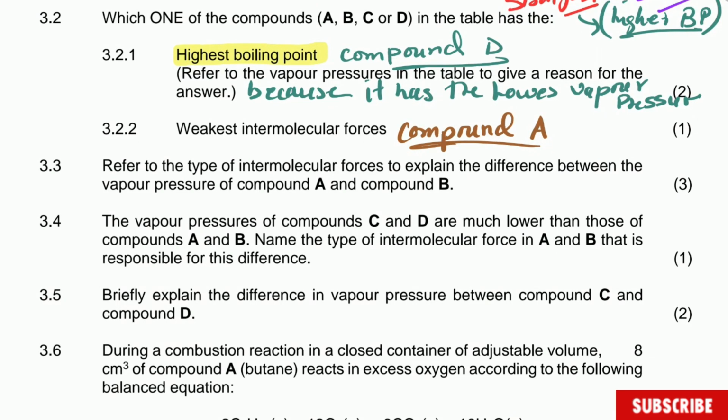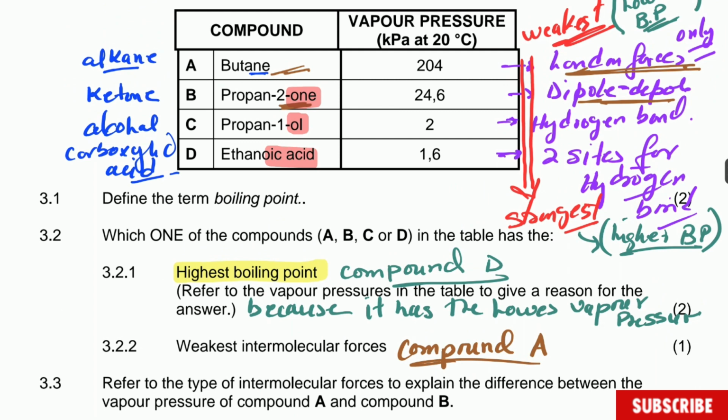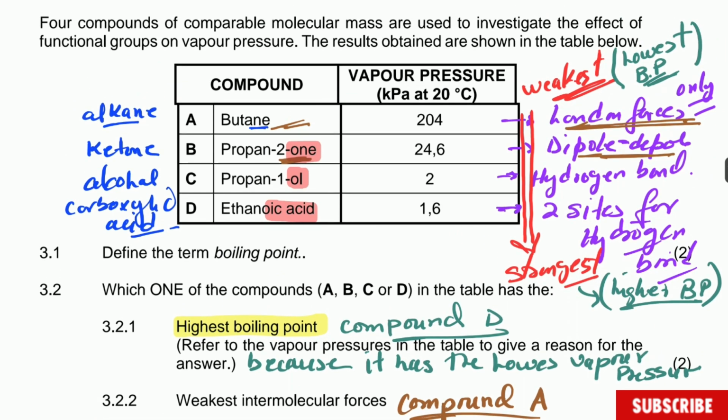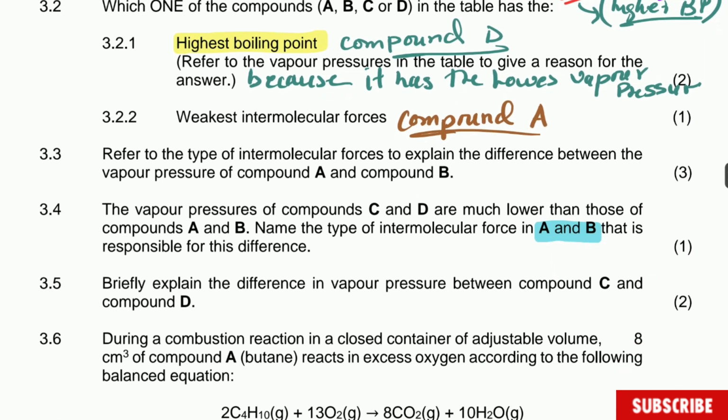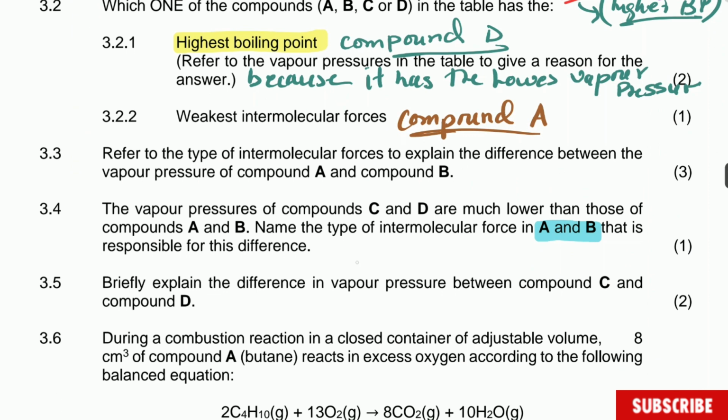Okay, question 3.4. The vapor pressure of compounds C and D are much lower than those of compounds A and B. Name the type of intermolecular forces in A and B. Be careful here, because they want A and B responsible for the difference. Now, what is the intermolecular force? Know the following. All of them will have London forces, okay? But dipole is only in the propan-2-ol. So the one responsible in A and B will be the London force. It's a very good question, that one. It's London forces.